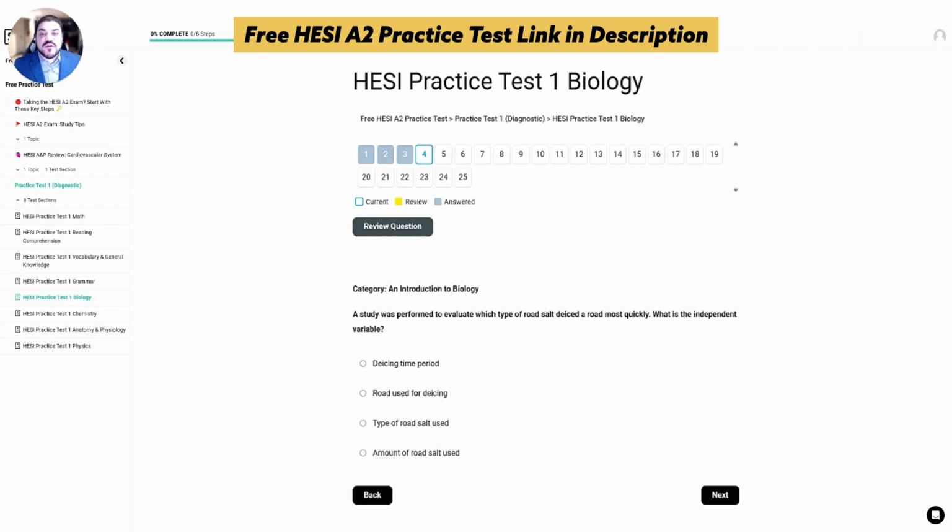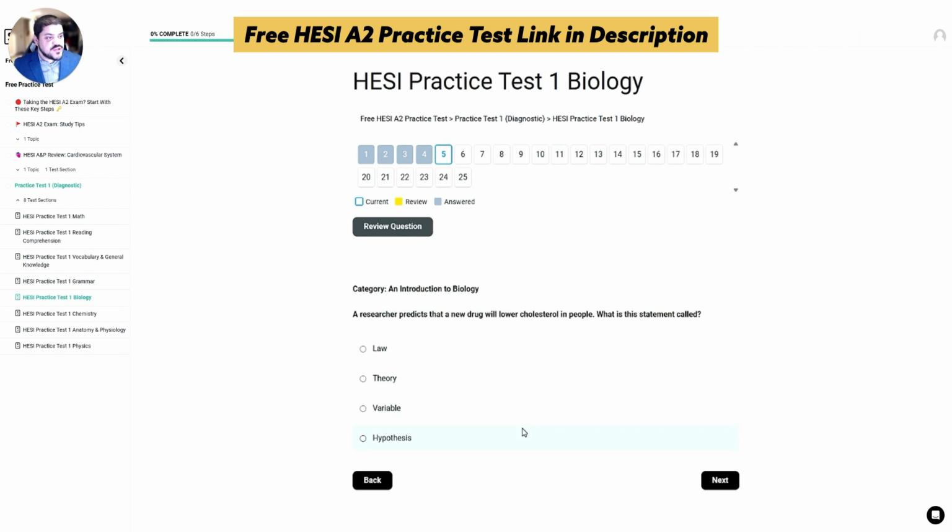In this case, the researchers are changing the type of road salt to evaluate its effect on de-icing time, which is the dependent variable, while keeping other factors constant. By changing the type of road salt and observing the resulting de-icing time, the researchers can determine which road salt is most effective at de-icing roads quickly. All right.